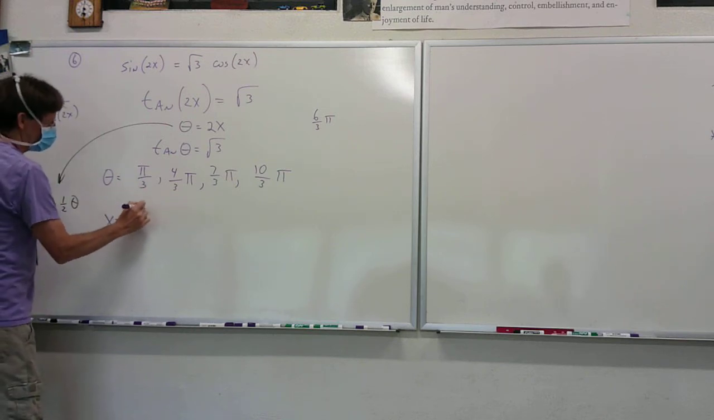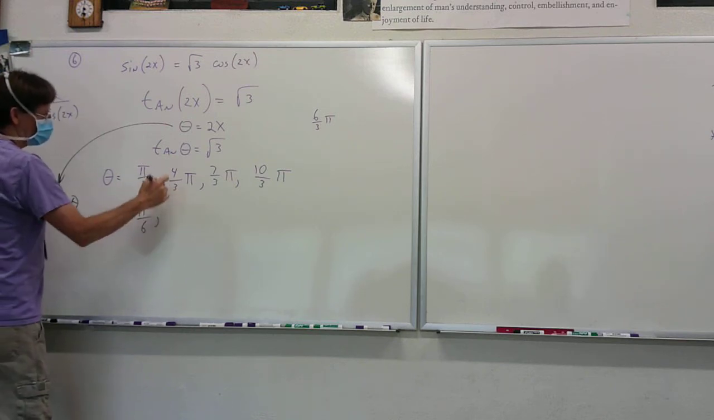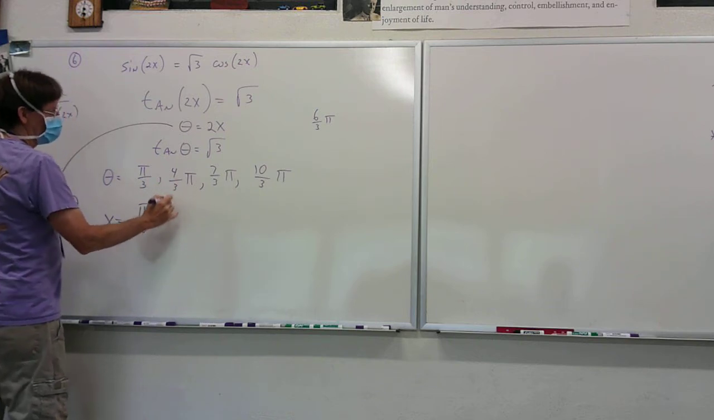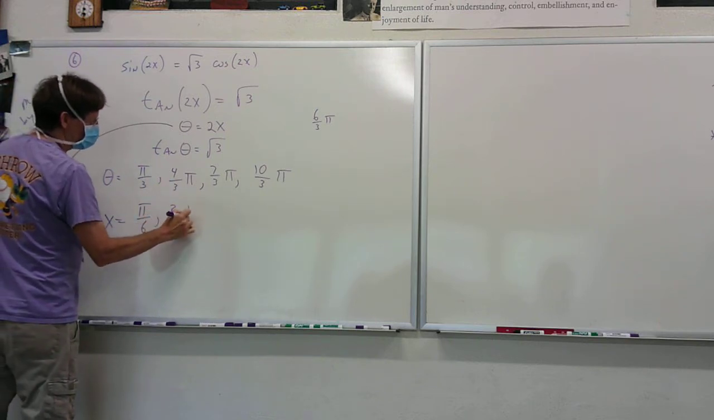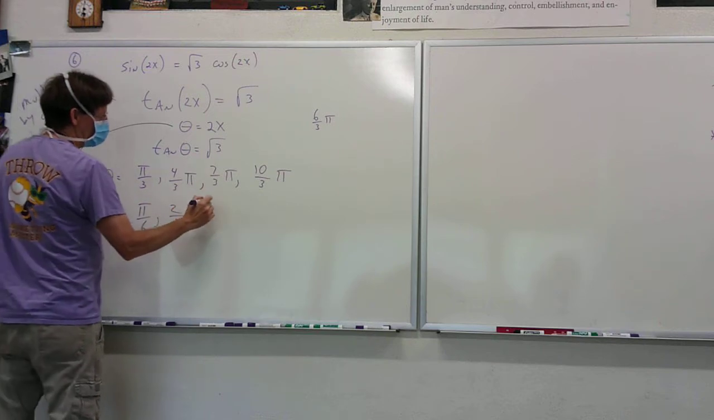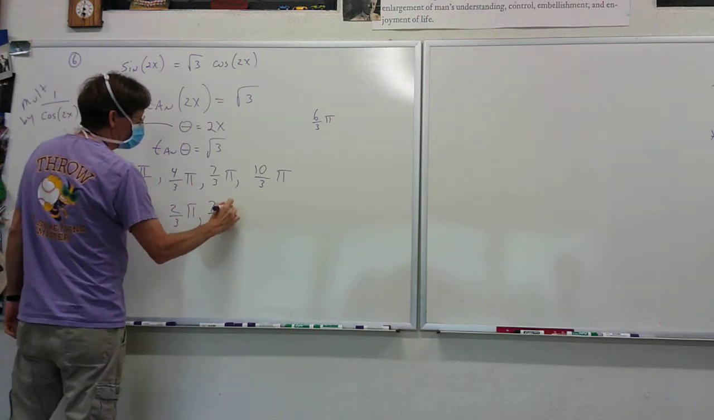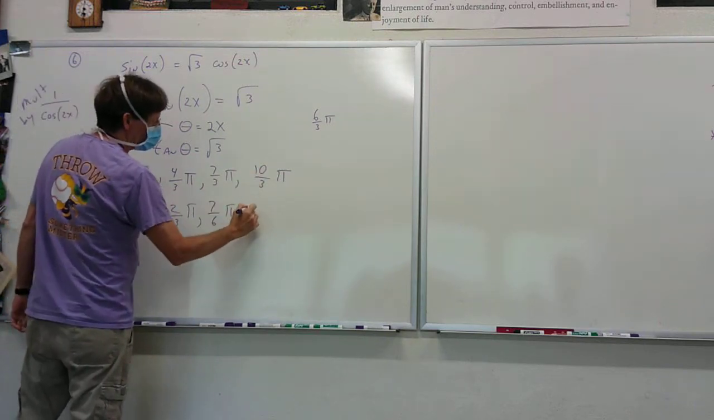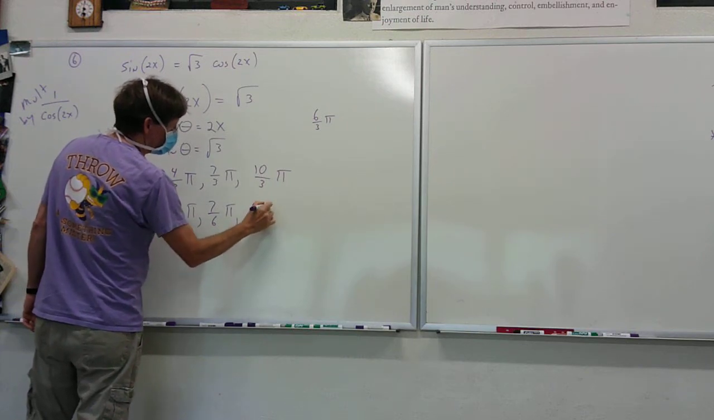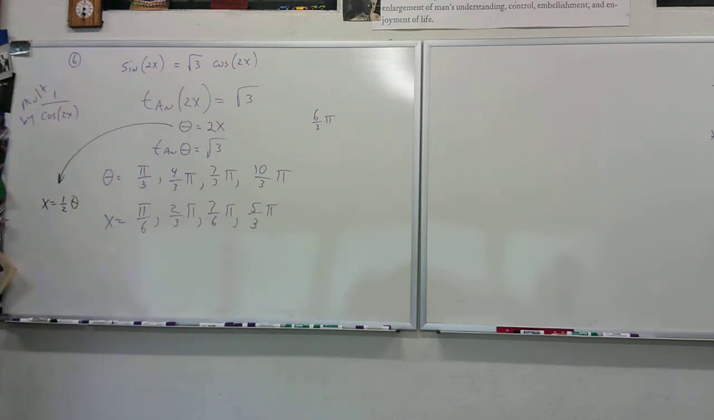Half of that, pi over 6. Half of that is 4/6 which reduces to what? 2/3. Half of that, 7/6. Half of that is 10/6, which reduces to 5/3. And those are all four of your correct answers.